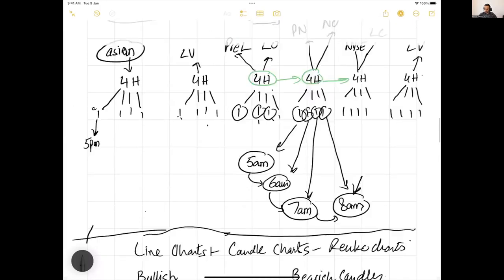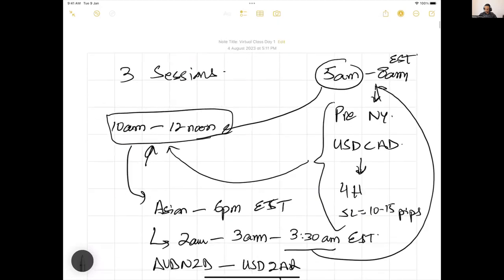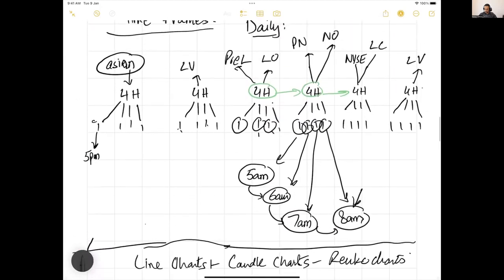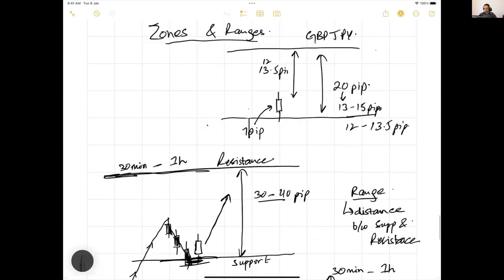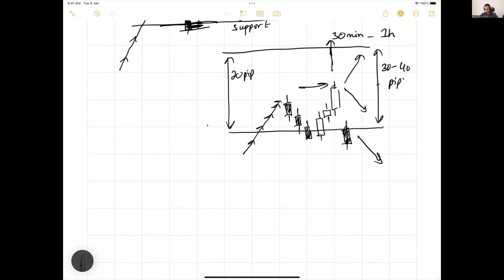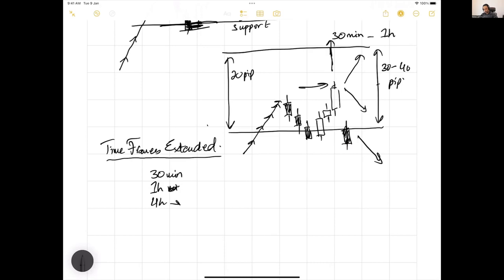Oh, one thing we forgot to discuss over here: which time frames take precedence over the other time frames. So let's say we're looking at the 30-minute time frame. 30-minute is a very strong confirmation time frame. 1 hour is a very strong confirmation time frame. 4 hour, and so on and so forth.